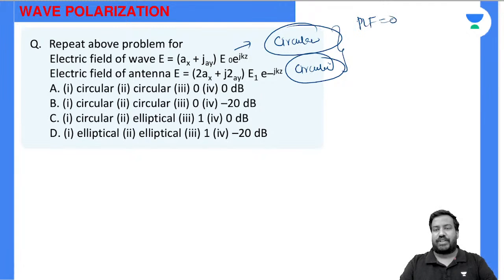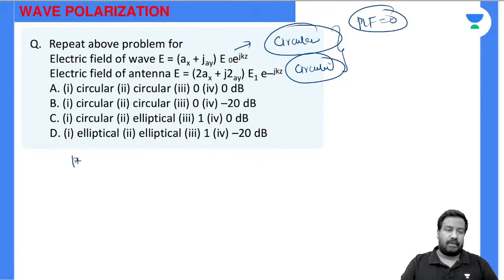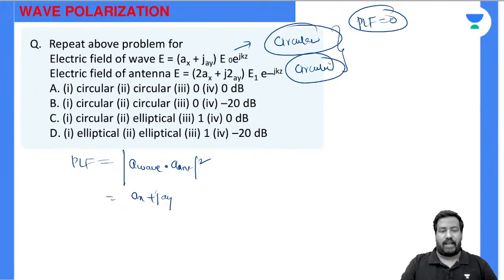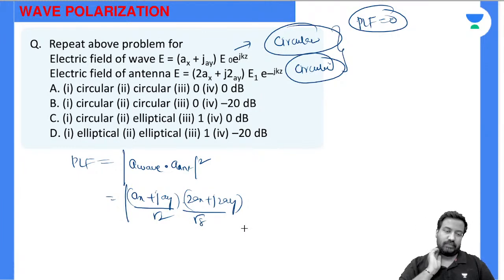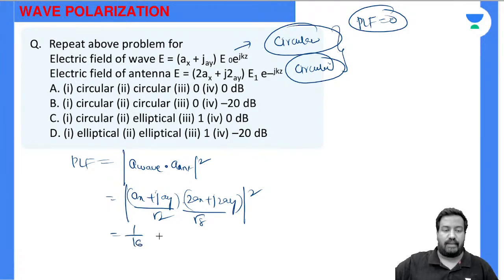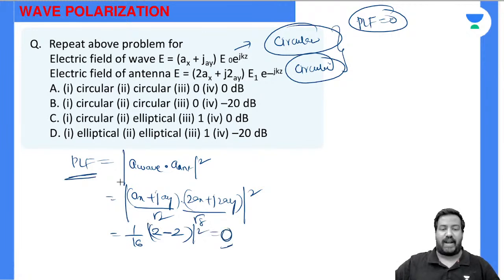Polarization loss factor must be 0. We'll verify if you want. Polarization loss factor is the unit vector of the wave dot product with the unit vector of the antenna, whole square. For the wave, ax plus jay by root 2. Antenna: 2ax plus j2ay by root 8. Whole square, 1 by 16 of ax dot 2ax, this is 2, 0, 0, minus 2, whole square, 0. Polarization loss factor is 0, as I told you.